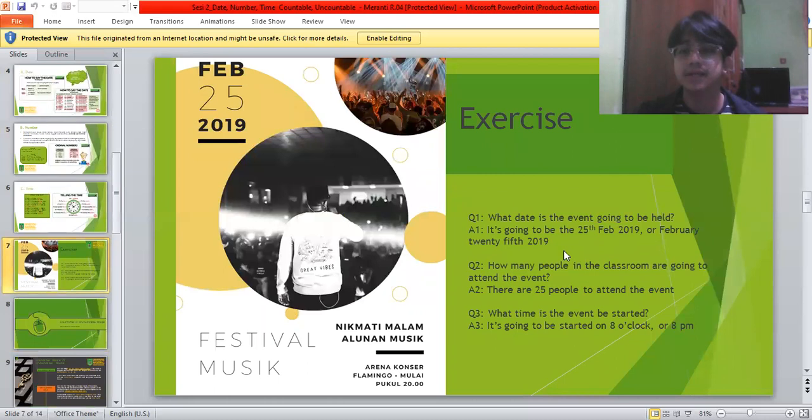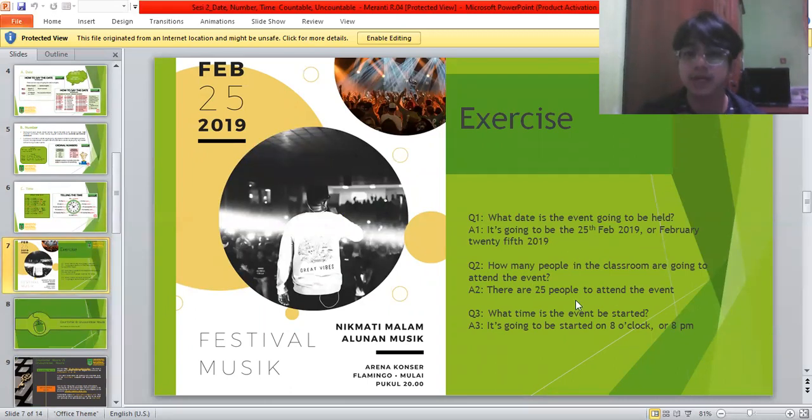So this is the example for the date. Like, what is the day? What date is the event going to be held? And the answer is going to be the 25th February 2019 or February 25th 2019. So that's how we say for telling the dates.